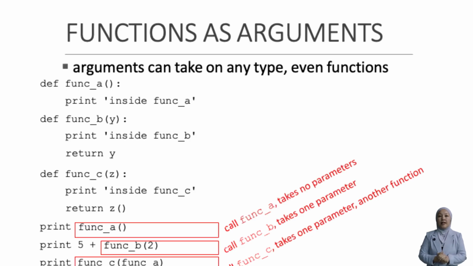Now for a more advanced but incredibly powerful concept, functions as arguments. In Python, functions are first-class objects. This means they can be assigned to variables, stored in data structures, and, crucially, passed as arguments to other functions.